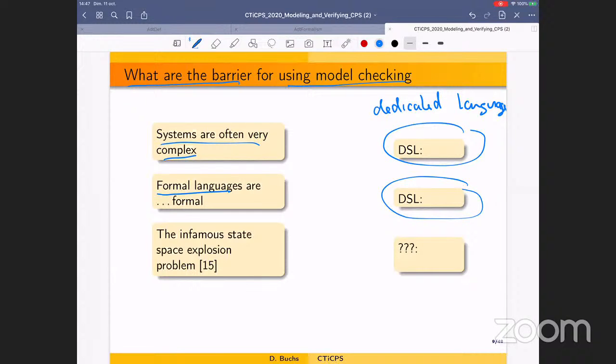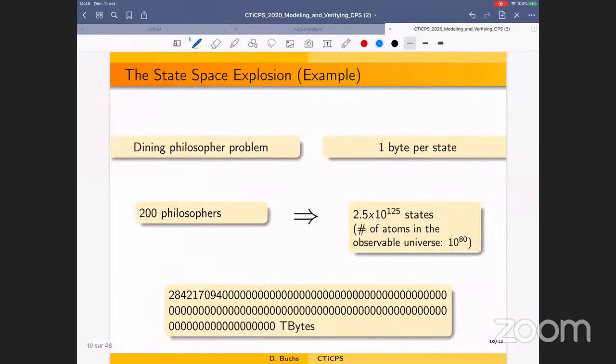Otherwise, the main problem in model checking for training engineers is the problem of state space explosion. What is state space explosion? Probably everyone knows that it's really the fact that some problems have a combinatorial explosion of possible executions, such that it's not possible to enumerate this combination.